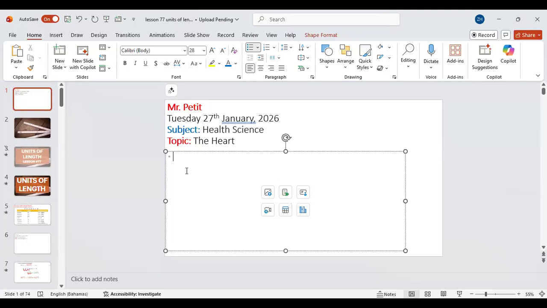What is the function of the heart? To pump blood throughout the body. Very good. Let me go ahead and show you all a diagram of the heart. Now, the heart has 4 chambers. What are the names of the 4 chambers of the heart? The right and left ventricle and the right and left atrium. Very good.